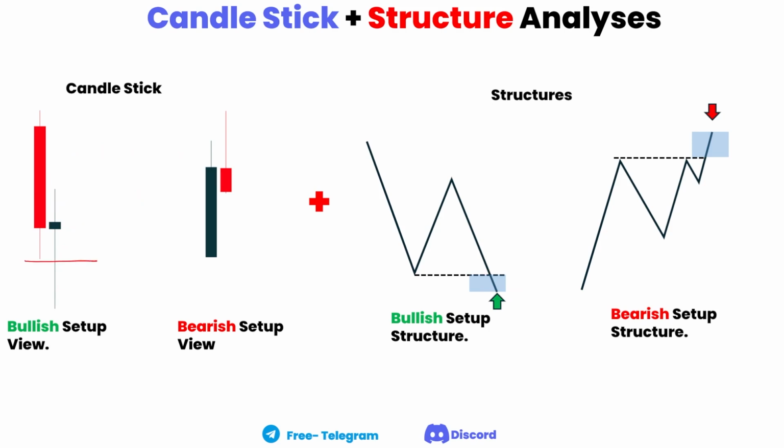This candlestick has to make a line around here. This will be the low. This will be the low. This will be your bullish candlestick. This will be your bearish candlestick. And this is just vice versa to this one.